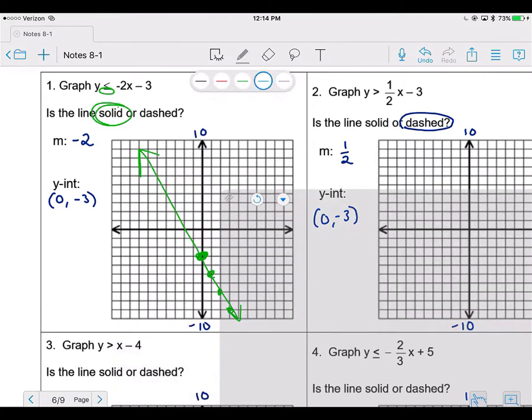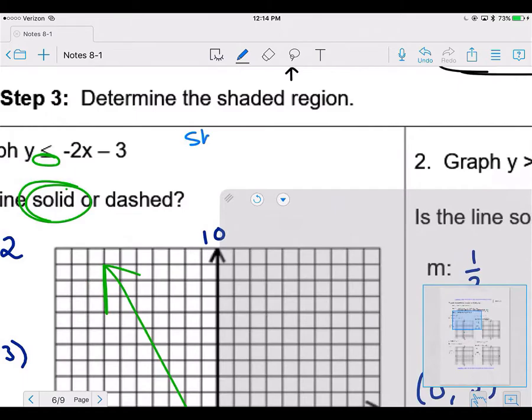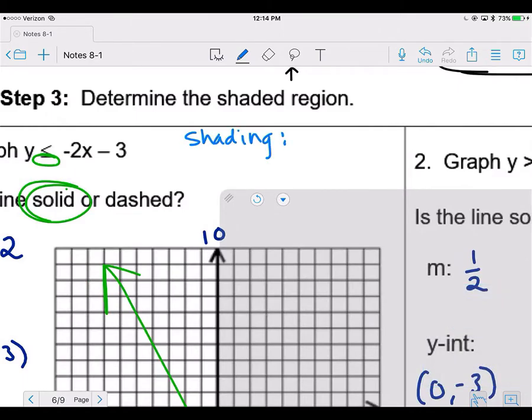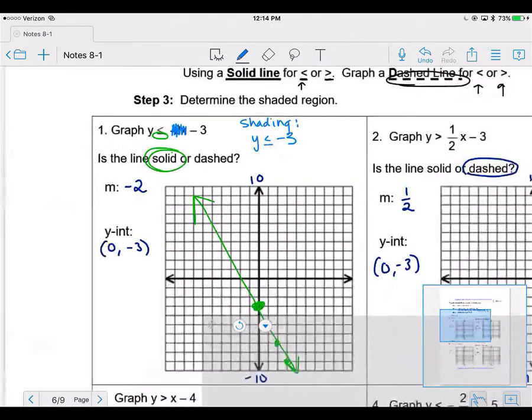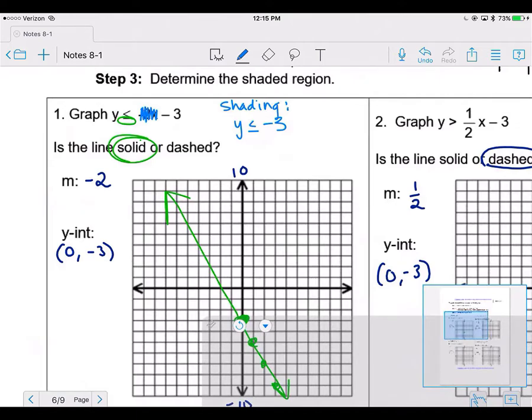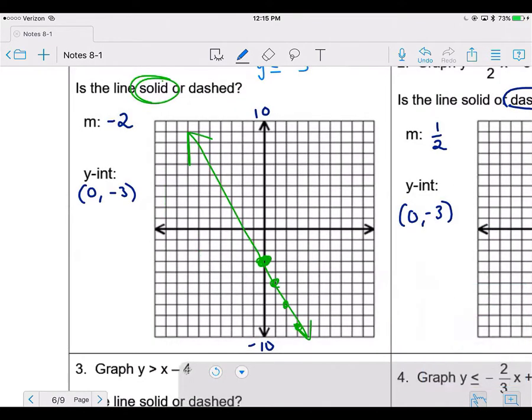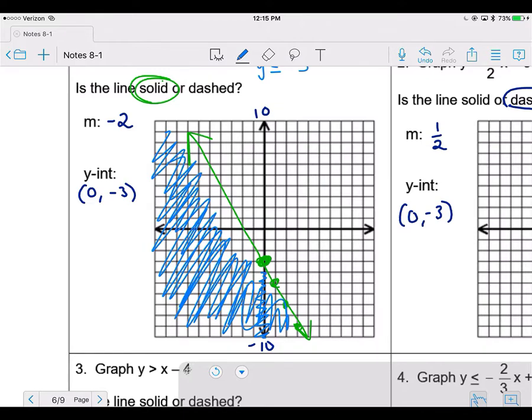And then to figure out my shading, I am going to ignore the x and just rewrite all of this with my y and my y-intercept. So I'm ignoring anything attached to x. So y is less than or equal to negative 3. Numbers less than negative 3 would be negative 4, negative 5, negative 6, negative 10. So we're going to shade all the way underneath that line. So using your y-intercepts, you can come up with your shading. Once you have the shading on the y-axis, then fill it in underneath the line.